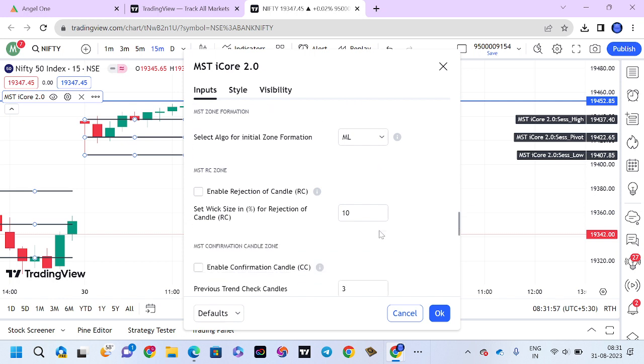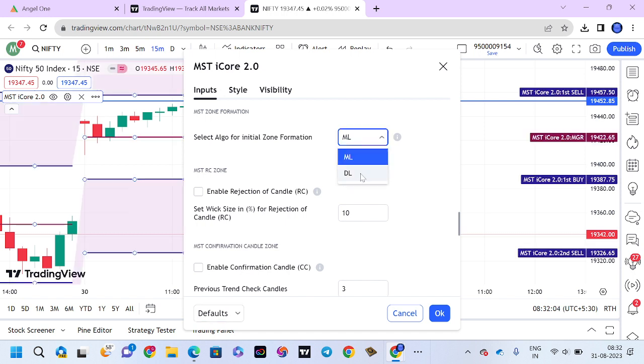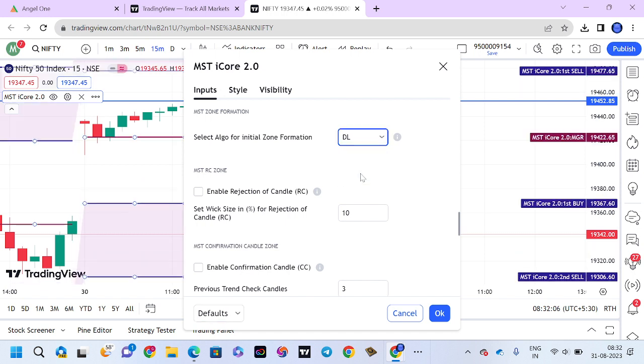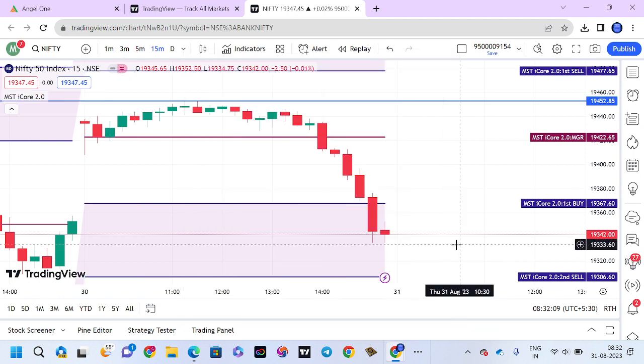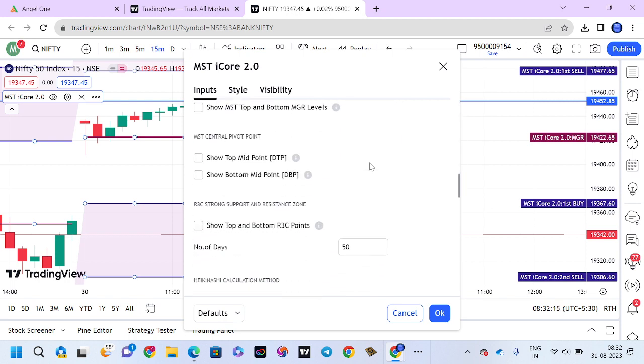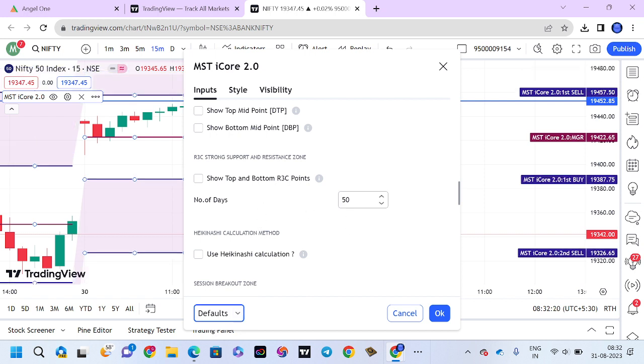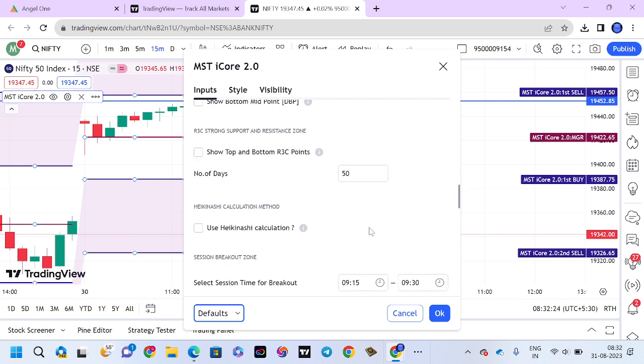And this is initial formation, we are using two algorithms. One is ML, the default one, and DL is the other one. So DL will be a further level, it will be calculated, and ML will form the immediate zone. It is asking you for how many days you want to track, back tracing, right? If you want for 500 days also you can give. If you want only for 5 days, that also you can give.